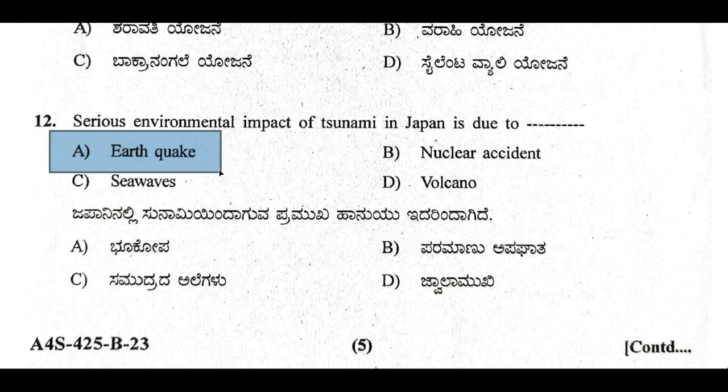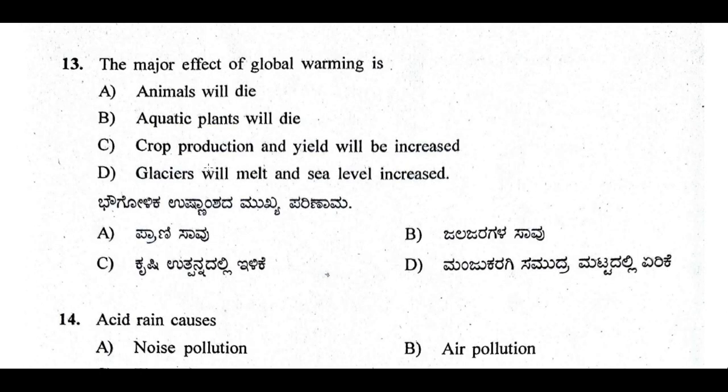Coming to question number 13, what is the major effect of global warming? Option A, animals will die. Option B, aquatic plants will die. Option C, crop production and yield will increase. Option D, glaciers will melt and sea level will increase. So which one is the right option? As we know, one of the alarming warnings for the earth is global warming, which leads to change in temperature and change in the amount of rainfall, and causes various problems. So here the option D, glaciers will melt and sea level increases, because the change in temperature and rainfall causes various problems, that is, glaciers melt and sea level increases. So the right option is option D.